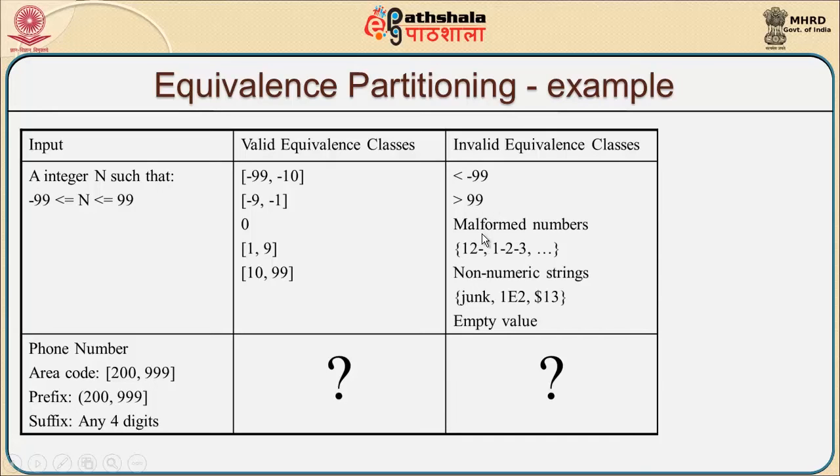So, these become more of boundary values, and there can be malfunction values also. Supposing that I mention a number which is 12 minus, instead of -12 I mention it as 12 minus, that becomes a malfunction, and if I mention a number separated by hyphens, 1-2-3, which is also a malfunction. Likewise, for non-numeric strings I have a value called junk, I have an exponent, I have a dollar symbol associated, and I give an empty value, which are not acceptable. So, these values become invalid, and this also needs to be tested.